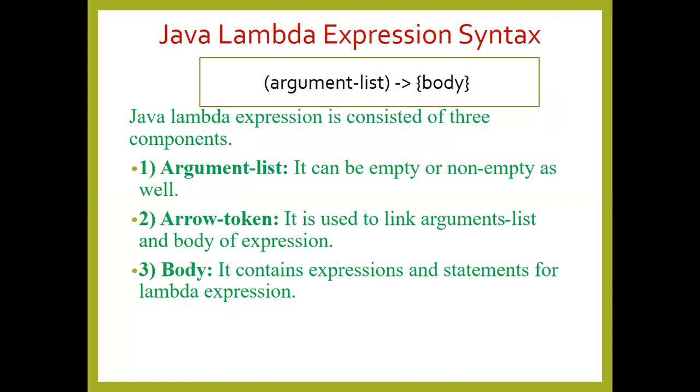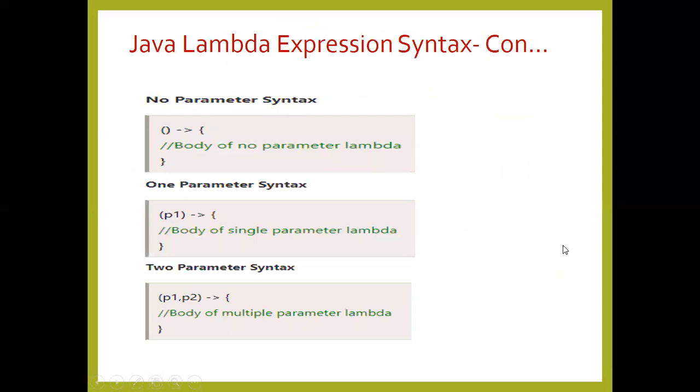This is the Java lambda expression syntax: argument list, arrow token, followed by body. The Java lambda expression consists of three components. The first component is the argument list. It can be empty or non-empty as well. The second component is the arrow token. It is used to link the argument list and the body of the expression. The third component is the body. It contains expressions and statements for the lambda expression.